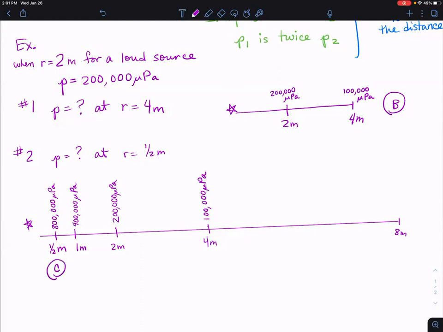Now, we could also go the other way to 4 times the distance. At 2 meters, it's 200,000. At 4 meters, it's 100,000. That means out here at 8 meters, it would be 50,000 micropascals.